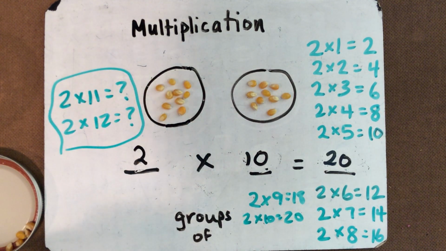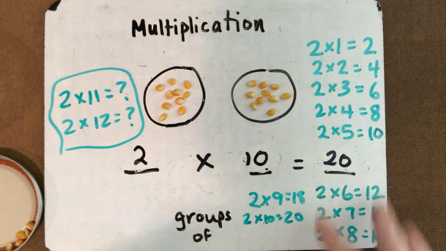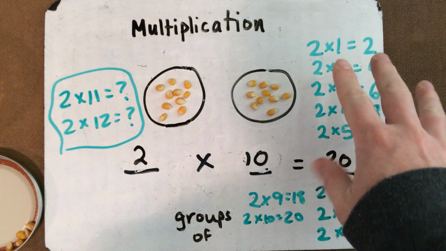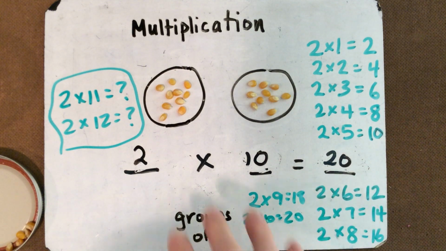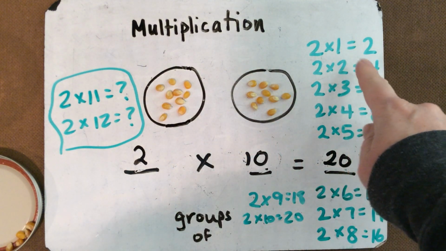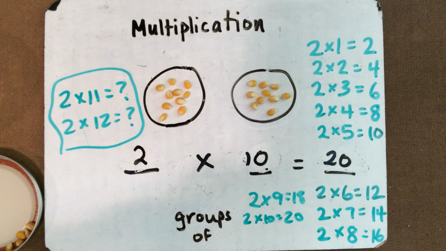There's your challenge questions. So today, what I really want you to do is just practice these facts. Now, when teachers talk about memorizing your multiplication facts, this is what we're talking about. It's great to start with the pictures to get an understanding of what's happening, but eventually you want to be able to memorize these, just like we do our doubles facts or addition, subtraction facts. 2 times 1 equals 2. 2 times 2 equals 4. 2 times 3 equals 6.